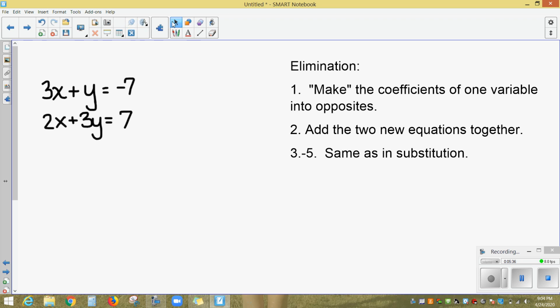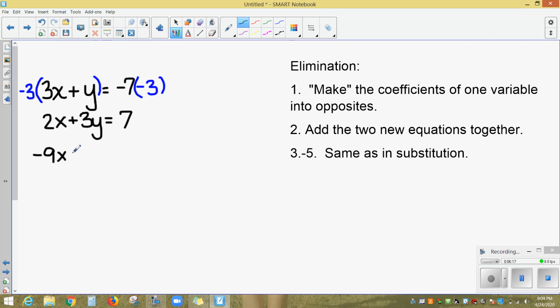On the last example, it didn't matter whether we were wanting to get rid of x's or y's. It was the same number of steps to get here. Notice if I wanted to make opposites out of my x's, I would have to change both equations. 2 and 3 aren't multiples of each other, so I would have to go up to like 6 and -6 and change both. But because I have this 1 here in front of the y, I can easily make it into anything I want to. Because this is a positive 3y right here, I'm going to multiply both sides by -3 to make this into a -3y.